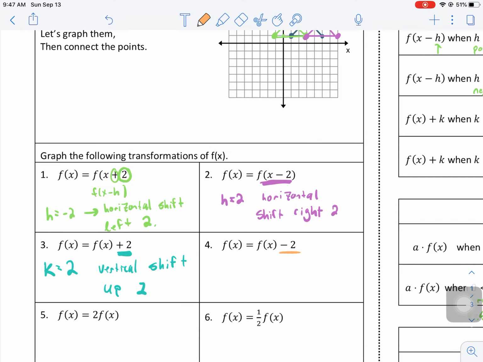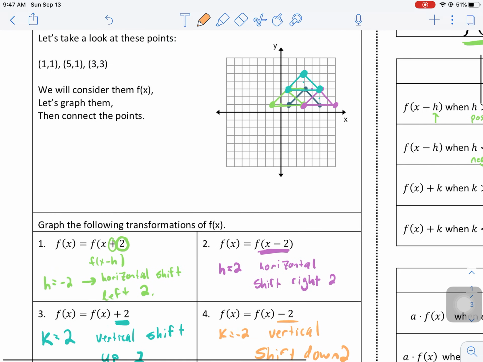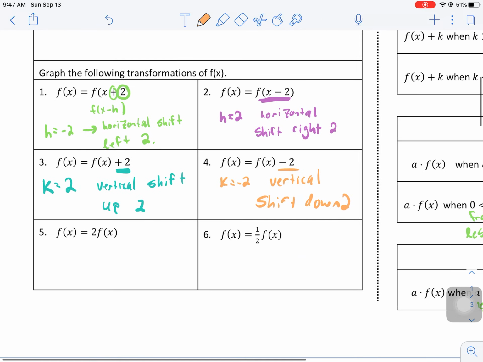As we look at the next one, right, this is a negative 2, so then k is equal to negative 2. That's our vertical shift as well because it's outside the parentheses, but this time it's a shift down 2 because it's negative. So we take all these points, we shift them down, and then we draw our graph. Okay, so it's just everything shifted down.